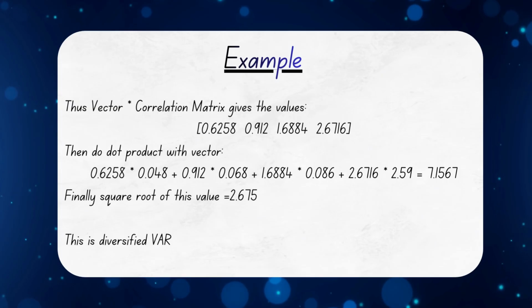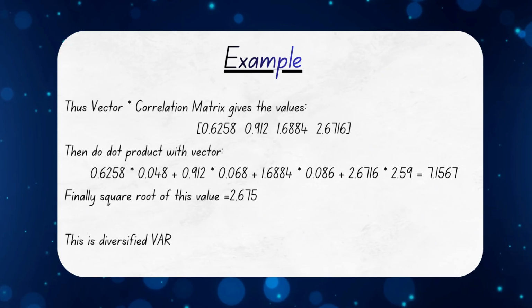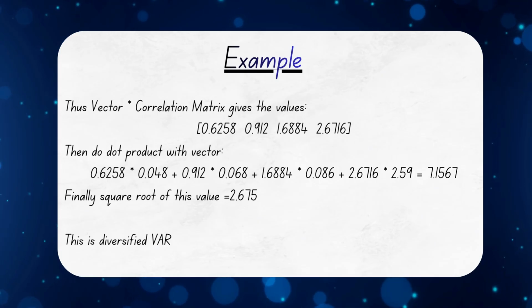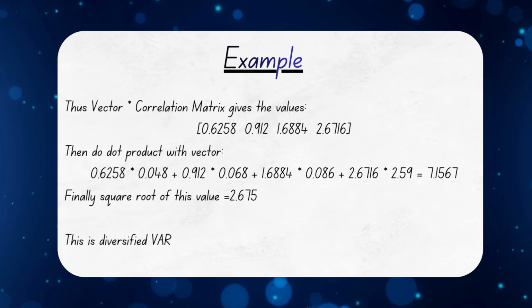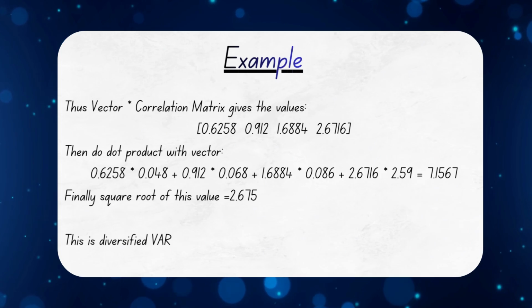And that's our diversified VAR, which is lower than the undiversified 2.79 million, thanks to diversification. And that's exactly how swaps are broken into bonds, valued using present value, and then measured for risk using VAR. Simple steps, clean logic, no complicated tricks.